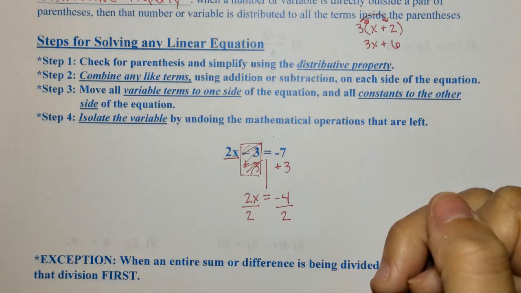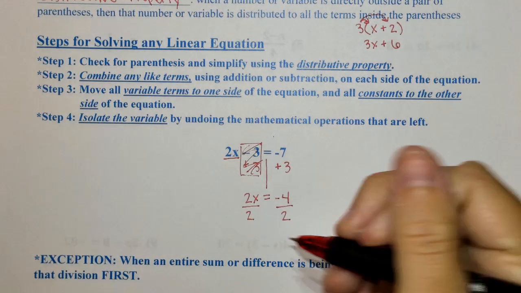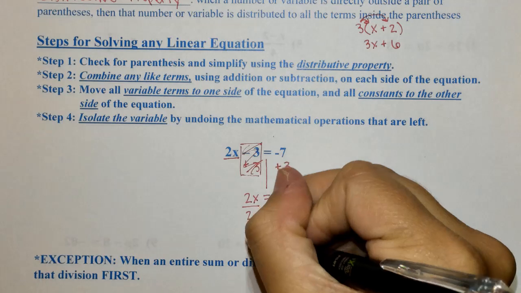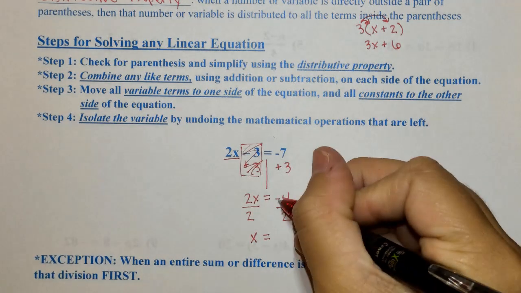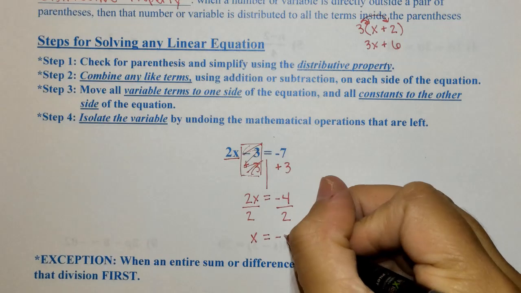2 divided by 2 is 1. 2x divided by 2 would be 1x, but we do not have to put the 1 there. It stays invisible. I'm going to bring down my equal sign. Negative 4 divided by 2 is negative 2.